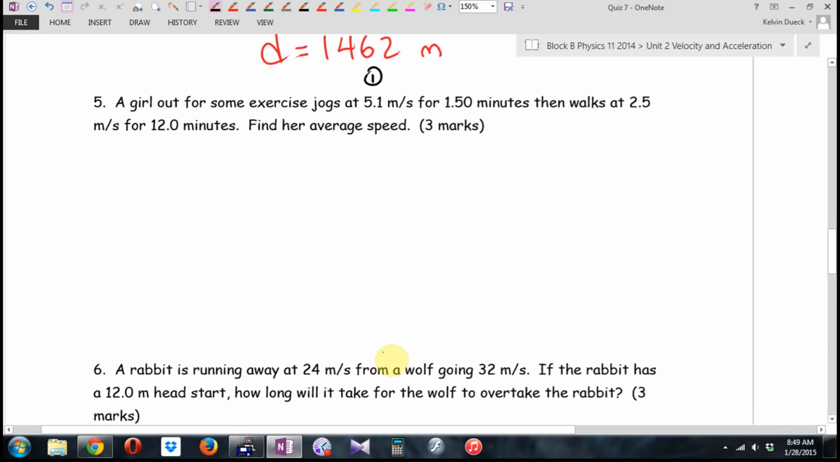5 is also tricky. I threw a bunch of weird questions on this particular quiz. A girl out for some exercise jogs at 5.1 meters per second for 1.5 minutes. I'm not a big fan of that. I'll have to do a unit conversion. And then walks at 2.5 for 12 minutes. Find her average speed. This question has jogging.